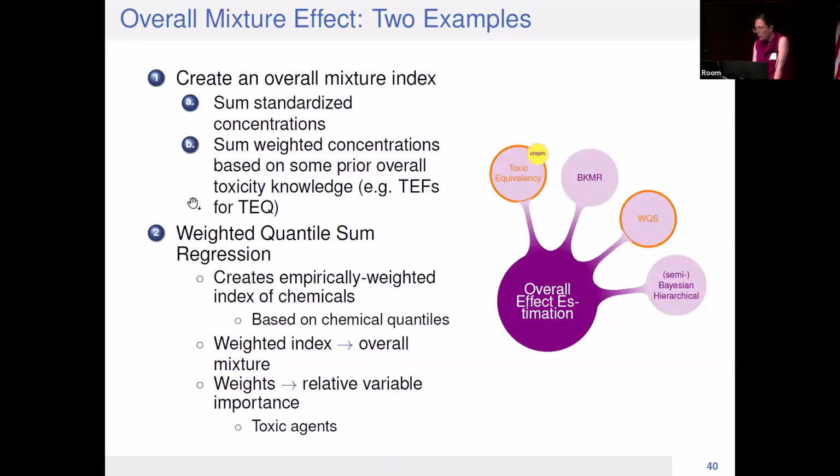And then I'll also talk about weighted quantile sum regression as a second example that creates an empirically weighted index of chemicals based on chemical quantiles for the specific outcome of interest. The weighted index represents the overall mixture, and the weights then can also help us get the relative variable importance, so we can get an idea of toxic agents as well.